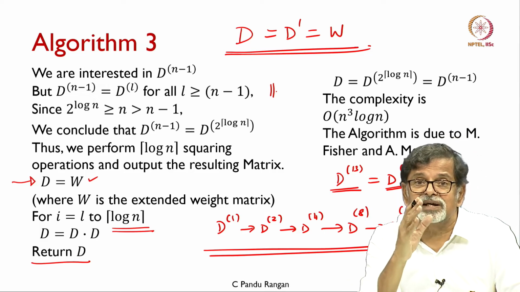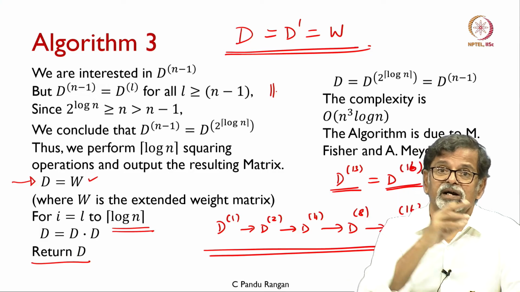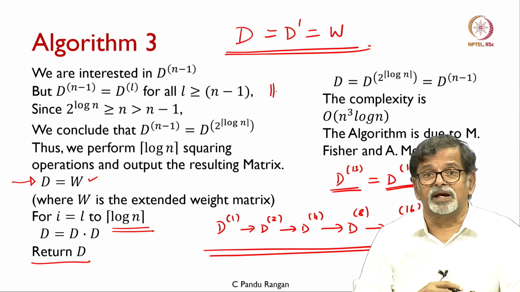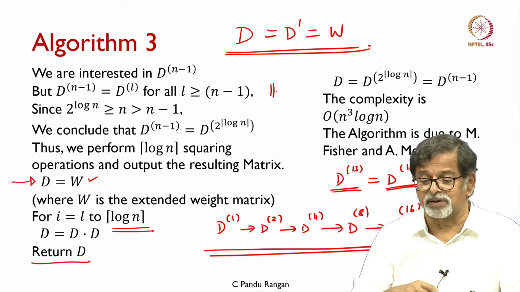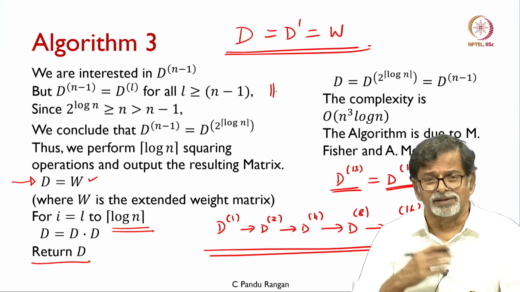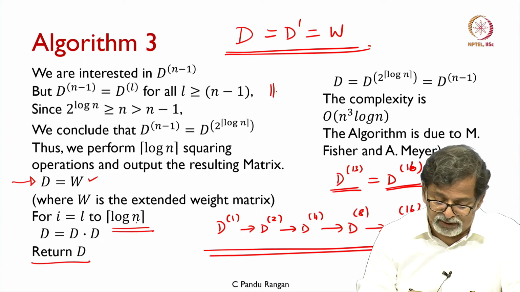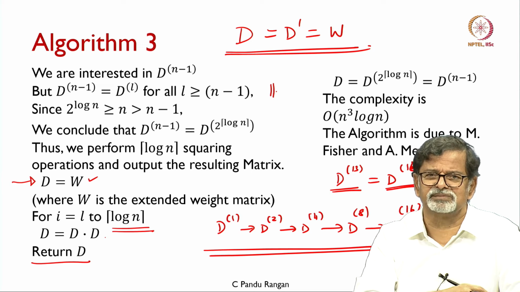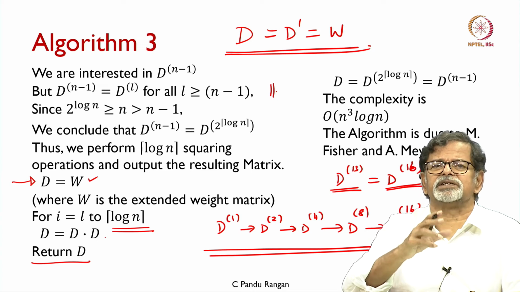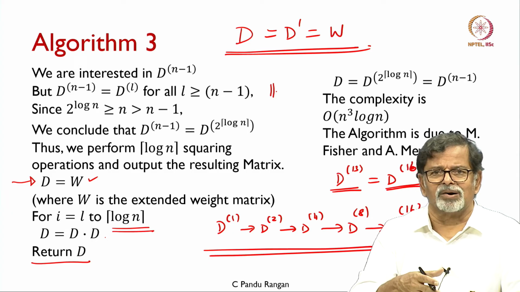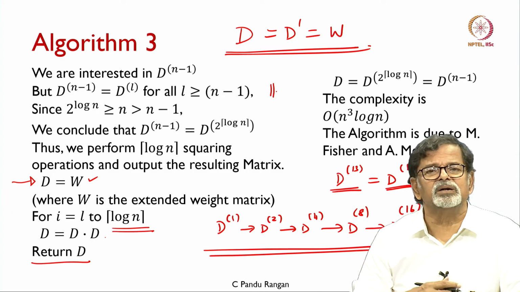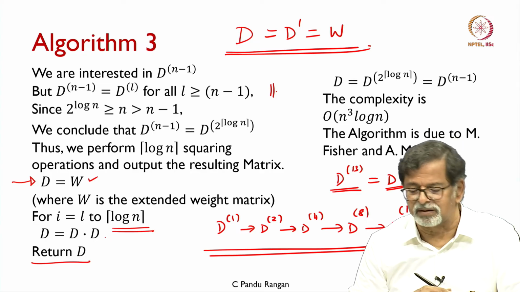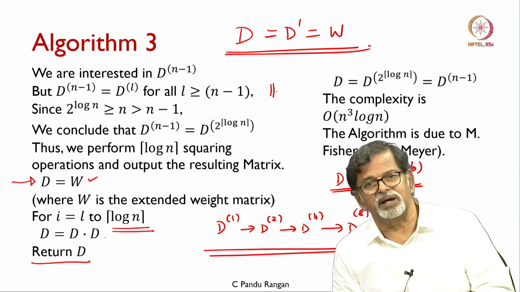We are now considering the intermediate vertex, and based on that approach we have got another n cube log n algorithm. The complexity is again n cube log n. The reason is I am doing log n times the squaring. Each squaring is a matrix multiplication. A matrix multiplication costs n cube steps. Log n matrix multiplications, they would cost n cube log n steps. This algorithm is due to Fisher and Meyer.